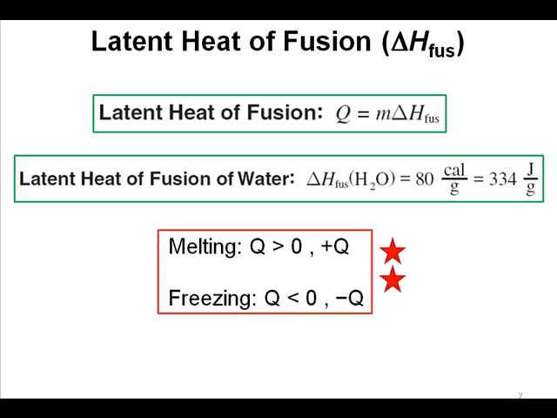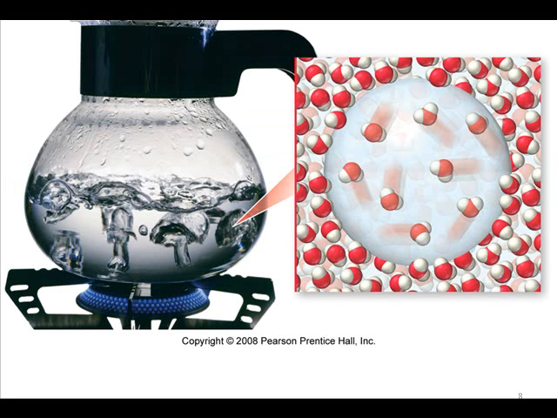Freezing, there is a loss in heat, so it's a negative Q. So notice the positives and the negatives are relative to the movement of the heat in or out of the system. Now, what about vaporization?